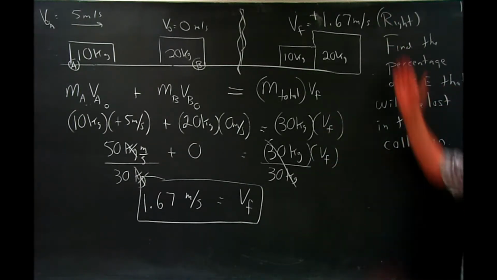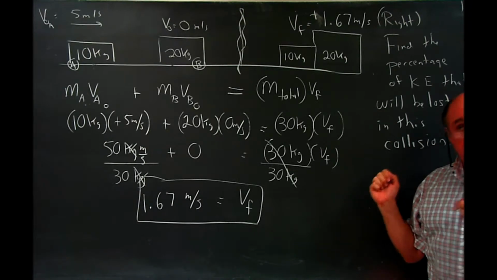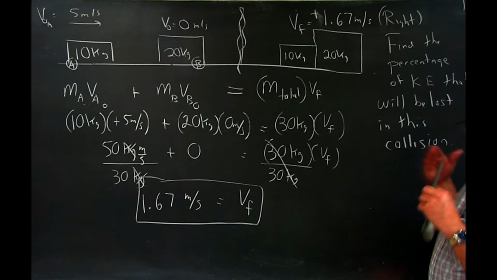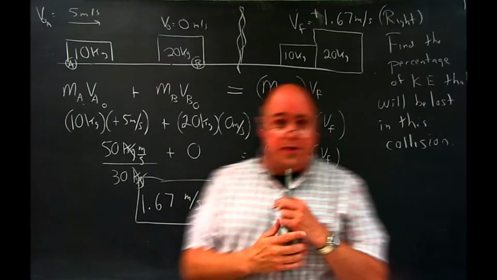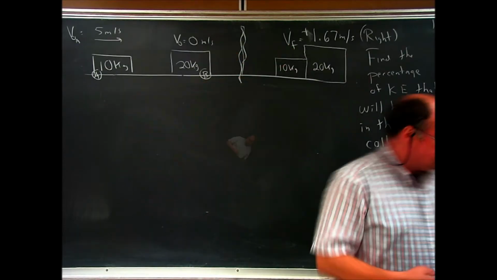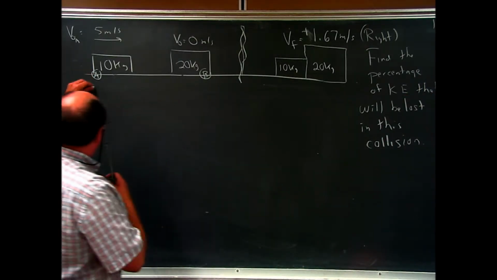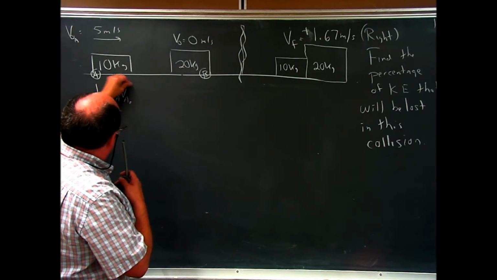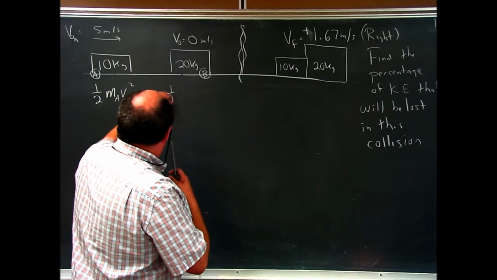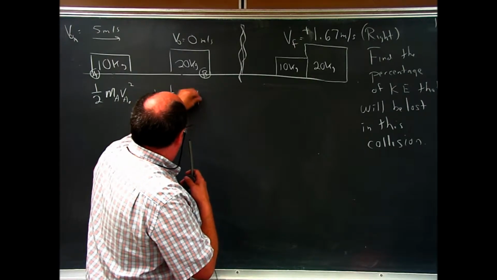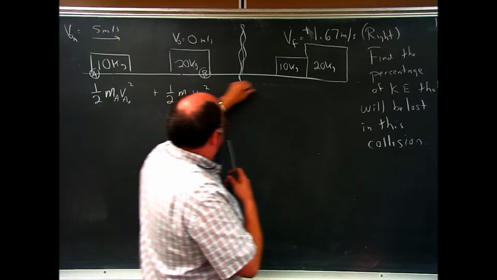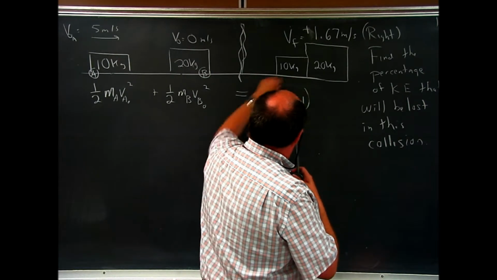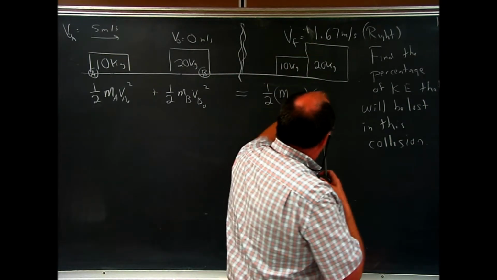Okay, so we need to know all of the speeds before we can figure out anything about the kinetic energy. The question is, find the percentage of the kinetic energy that's going to be lost. So I have to erase what's up here and write the kinetic energy formula. I could write 1/2 mass of block A, velocity of block A initially, squared, plus 1/2 mass of block B, velocity of block B initially, squared, equals 1/2 the total mass times the final velocity, squared.